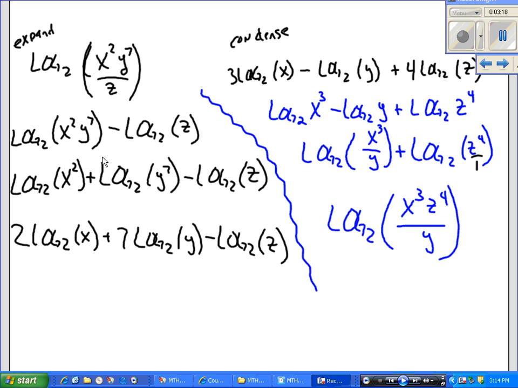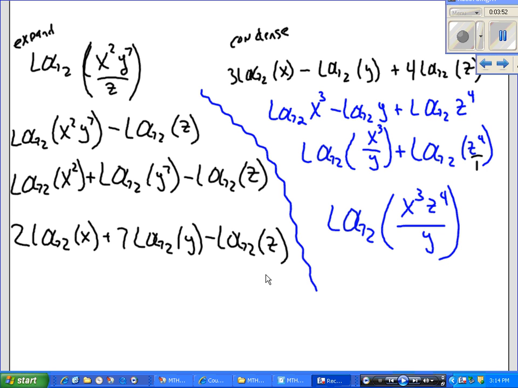A couple more examples. Expanding this one, log base 2 of x squared times y to the 7th, all divided by z. Do one step at a time. It takes a little longer, but it's hard to go wrong. Because of the division, we can expand it with subtraction. And then we still have a multiplication problem in here. So this log we can expand into the sum of 2 logs. And then we've got some exponents. We can pull the exponents out in front to become coefficients. And we end up with 2 times the log base 2 of x plus 7 times the log base 2 of y, subtract the log base 2 of z.